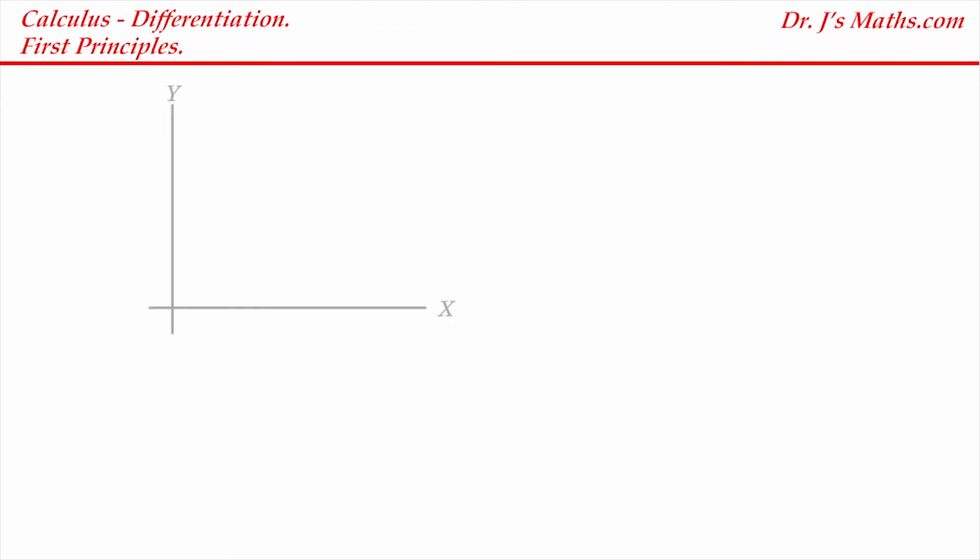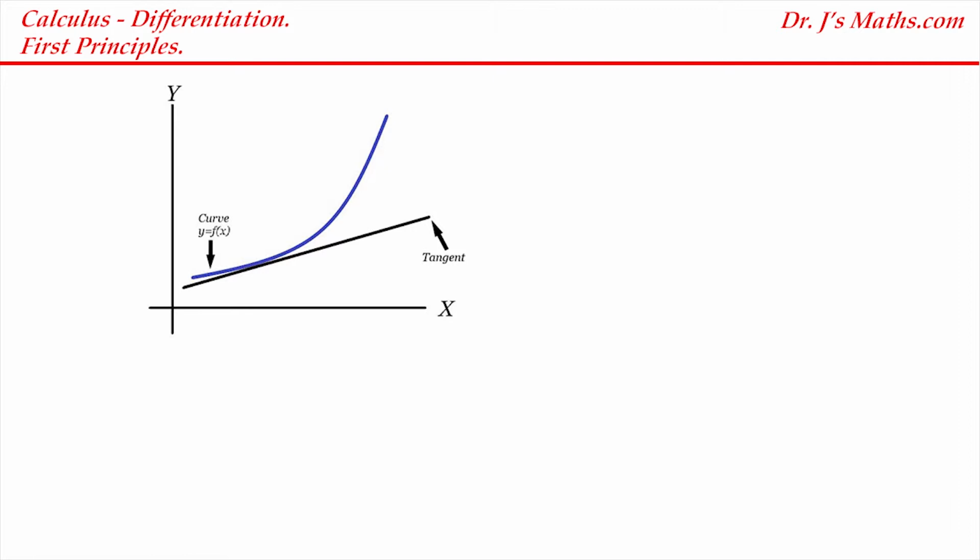To begin our approach, draw two coordinate axes, we'll label them, and then let's draw some random curve which we indicate here in blue. We will refer to the equation for this curve as y equals f(x), that is, it represents some function of x. Now draw a tangent to this curve. Our problem is now revealed.